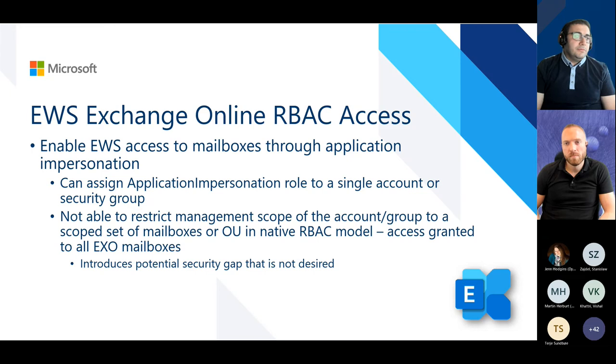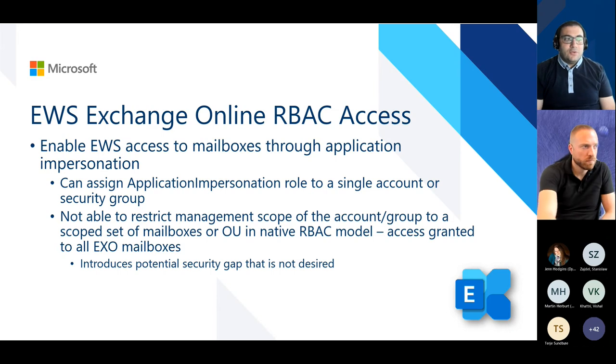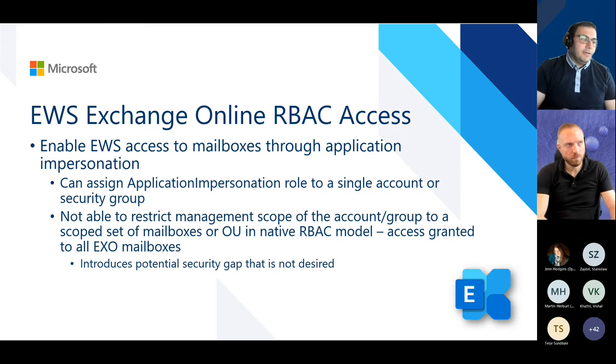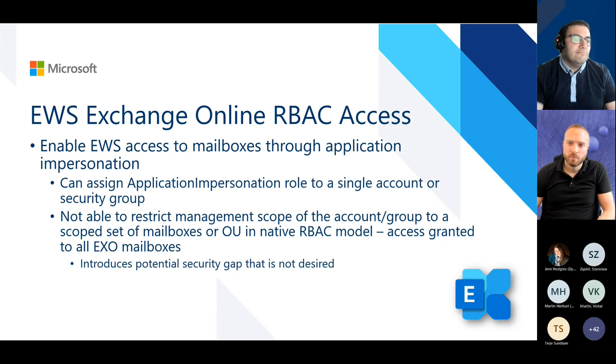For Exchange Online today, you can still do the same, where you can enable EWS access to mailboxes through application impersonation within the native RBAC role itself. You can assign the role to a single account or a custom security group or one of the default RBAC groups in Exchange Online. What you can't do today is natively restrict the management scope in the native RBAC model. So you can't restrict it to a scoped set of mailboxes or a particular OU, obviously, because the OUs, quote unquote, are not visible to us in Exchange Online to be able to access them.